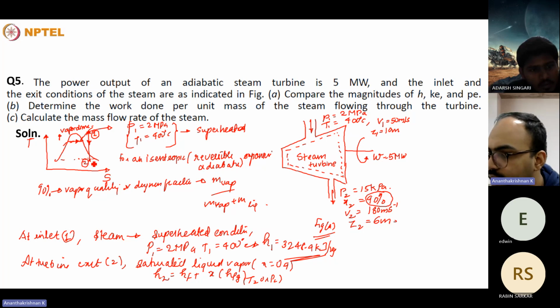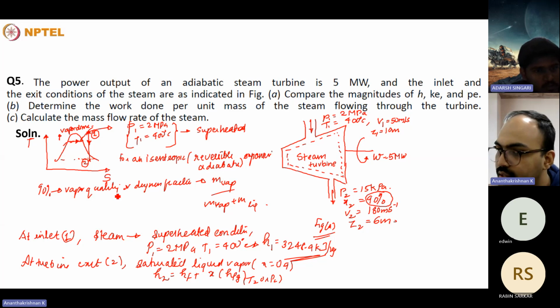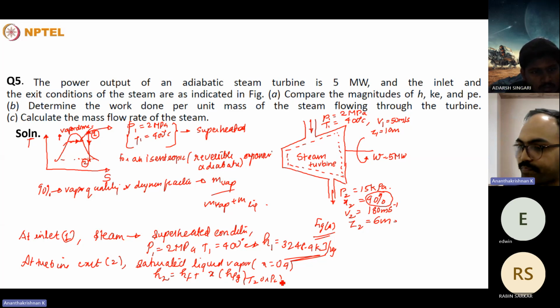That particular point can be denoted by a second property called the quality. So at this temperature and pressure, if the quality is 1, it will lie at this particular point. If the quality is 0, it will lie here. If it is 0.9, it will be more towards this saturated vapor curve. Okay, sir, that's how we determine the enthalpy.